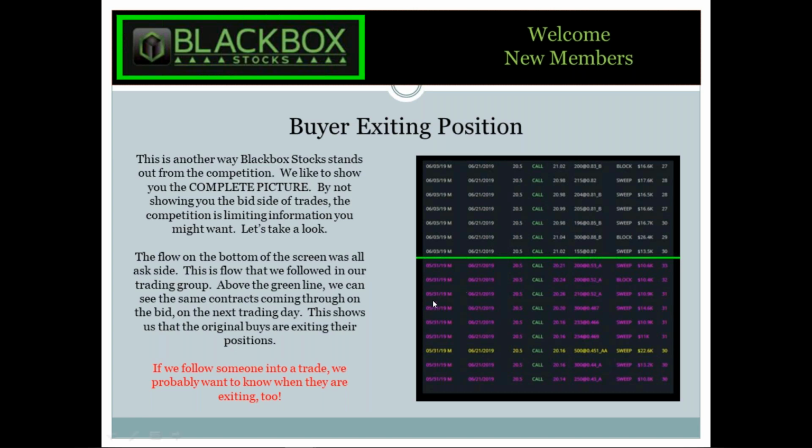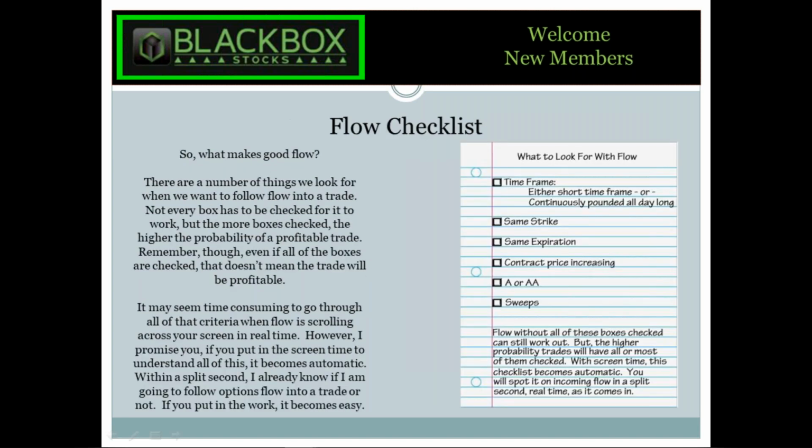So we see this information come in. We see that the trader exited the position. The competition will show you the entry, but they don't show you when the trader flipped out of the position. That's one of the benefits of Black Box Stocks. So what are we looking for?